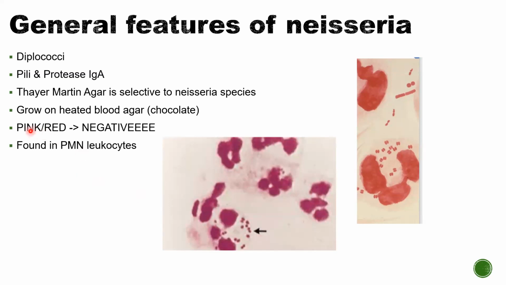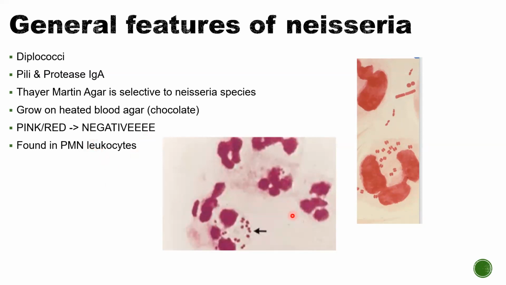Okay, so pink or red is gram-negative for both, of course. Now, a special feature about them is that they look like coffee beans. If you look at this here, they really, really look like coffee beans. Another feature is that they like to live inside the white blood cells. You don't just find them floating around. They like to be inside, they don't have to be, but they like to. So they're found inside leukocytes.